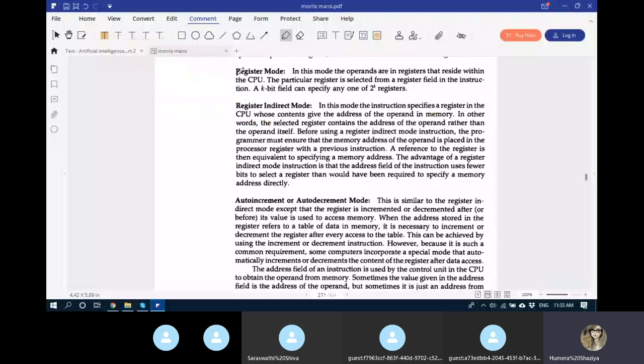Next, register mode. In the register mode, the operand resides in a register. So if I say R1 here, what does R1 mean? R1 means it is a register which is holding the operand. And the R1 register may have the operand 4. Okay, this is R1.